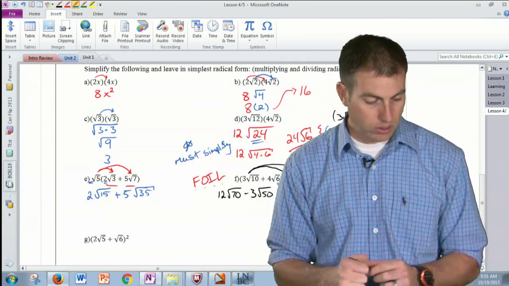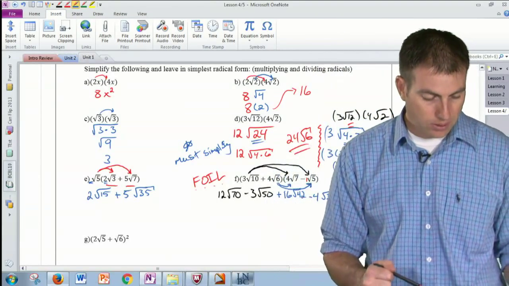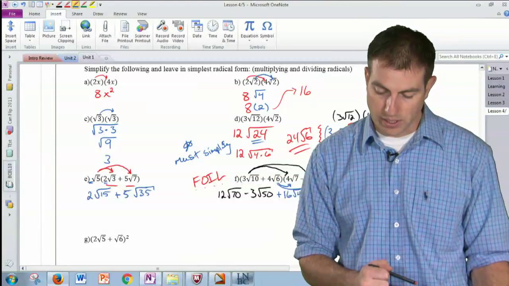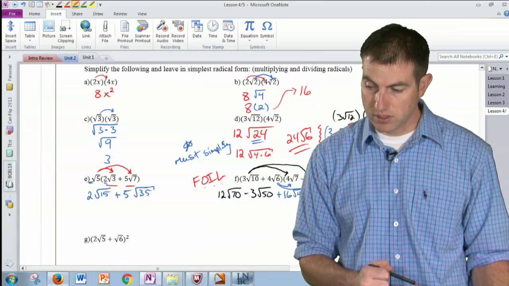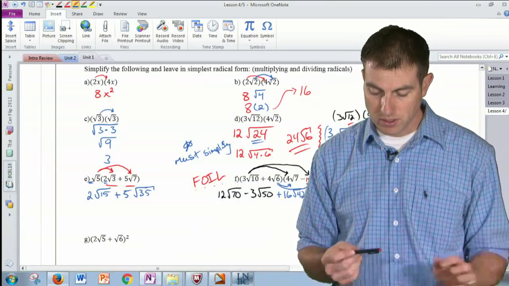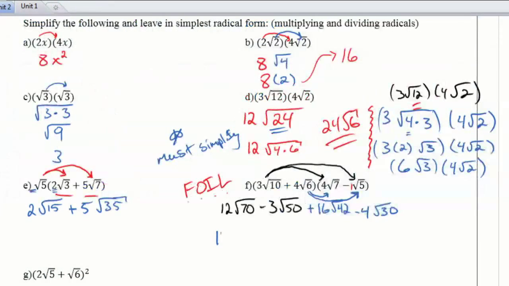Does 4 go into 70? No. Can I do anything with the 70? 25 doesn't go into 70. 36 doesn't go into 70. So I'm thinking that the 12 times the square root of 70 is as simple as it's going to get.